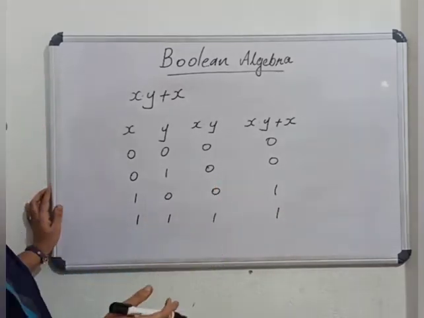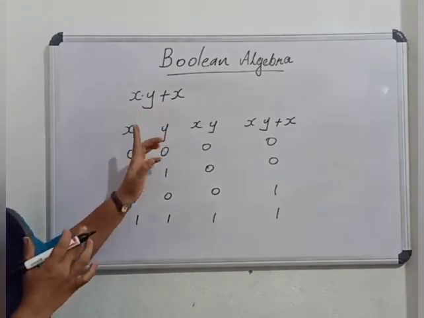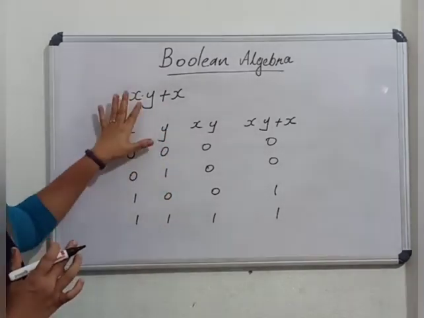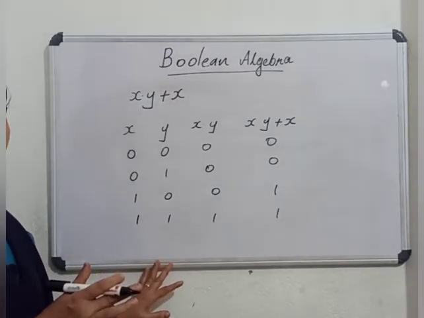So this is the truth table. If needed, you can draw the column for the same. Then this is the truth table for (x and y) or x. Hope it is clear. Okay.